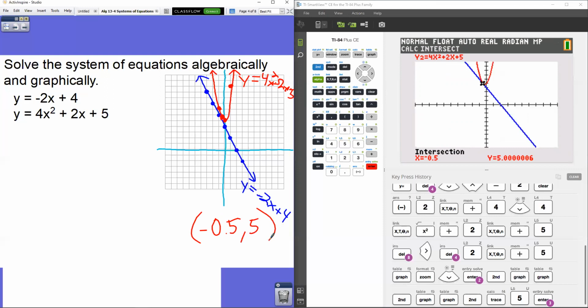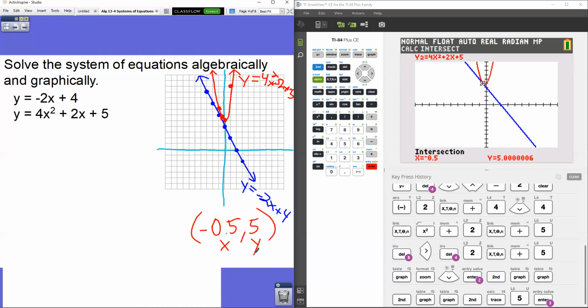Just ignore anytime that it has like 0.00000, just ignore all those zeros. It's just 5. That's just a rounding thing. So now I got to do it algebraically. I know that that's going to be my answer though. I know that my answer for x when I do my quadratic formula should be that. I know that my answer for y should be that.